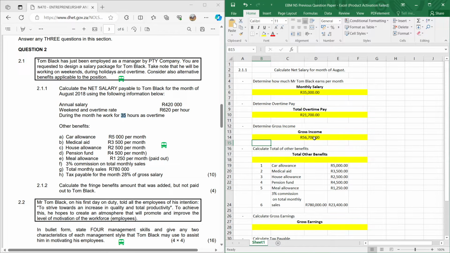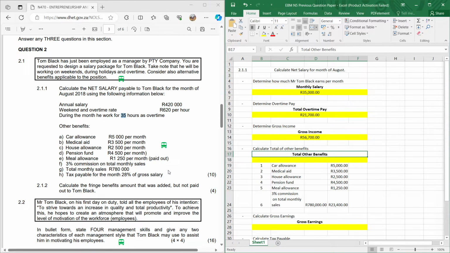Meaning when the company pays Mr. Tom Black, they will be paying him a total of this amount when you only look at the monthly salary and also the total overtime that he worked, right? Now that we have that amount, we need to move to the benefits, right? Now, benefits, they can be a little bit confusing, right?